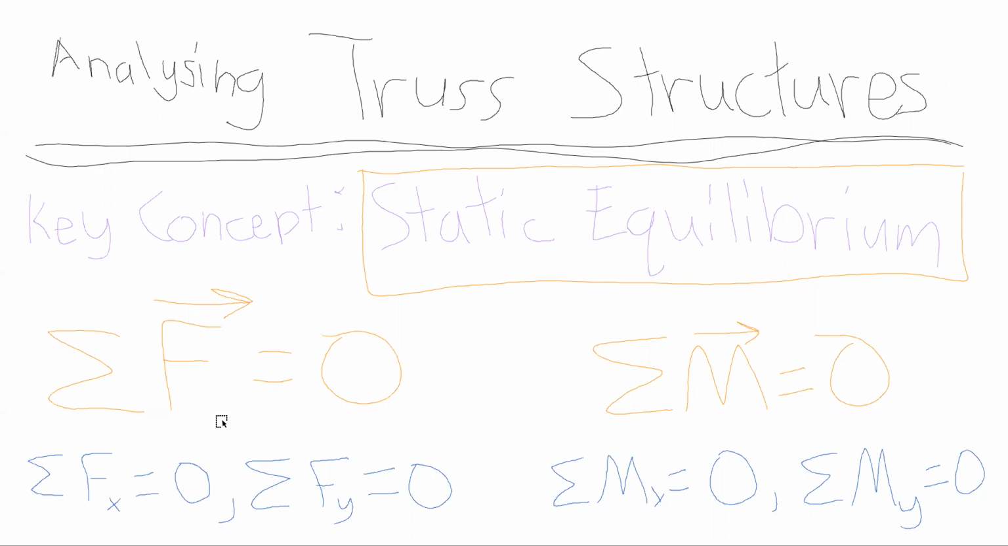So if we're going to do a 2D example, the sum of the forces in the x direction equals 0, and the sum of the forces in the y direction equals 0. And static equilibrium also states that the sum of the moments must be 0 in every direction. And that means the sum of the moments about the x-axis equals 0, and the sum of the moments about the y-axis equals 0.